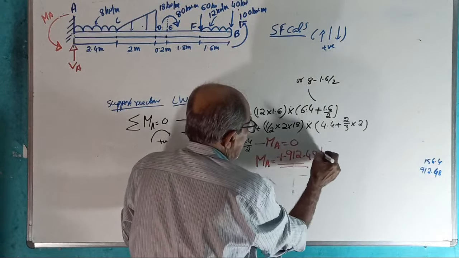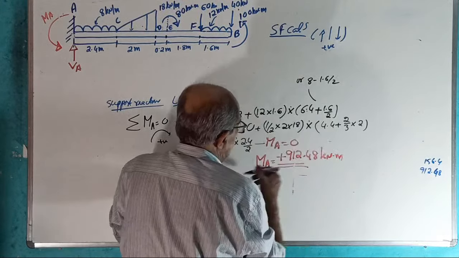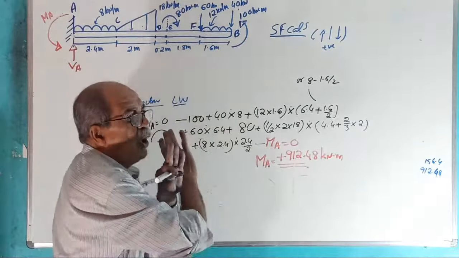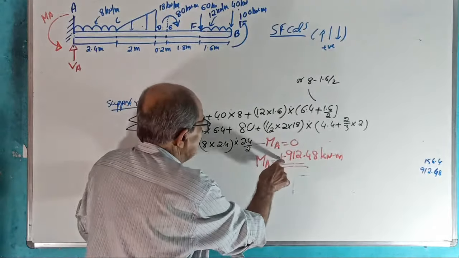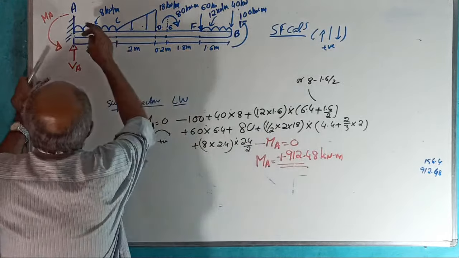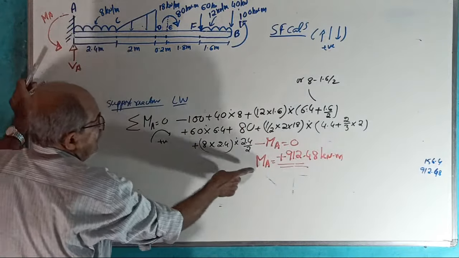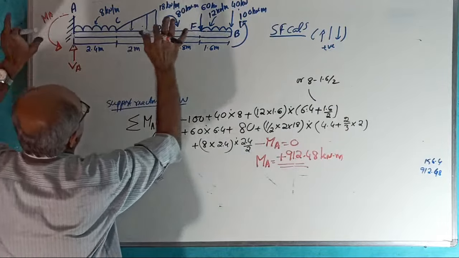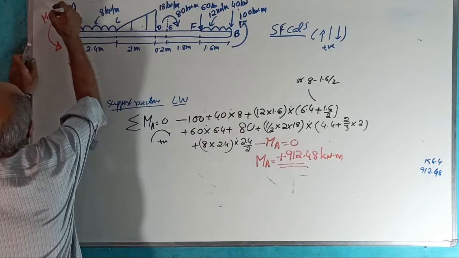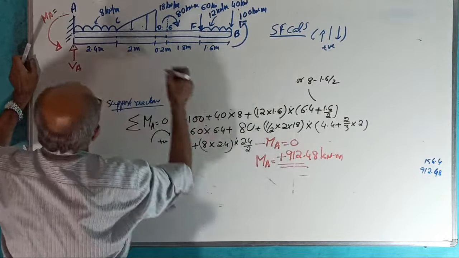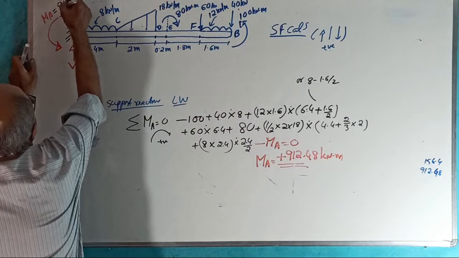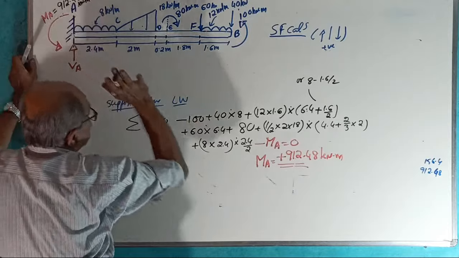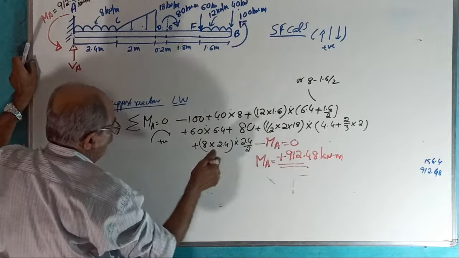912.48. Again I told infinite number of times. This plus sign and this sign has no connection. This plus sign indicates that what you assumed is correct. Therefore, later when I go to SFD and BMD, I will draw one more diagram. There I will enter MA equal to 912.48. Why? Because in the same direction as assumed. Because you got positive. Over.